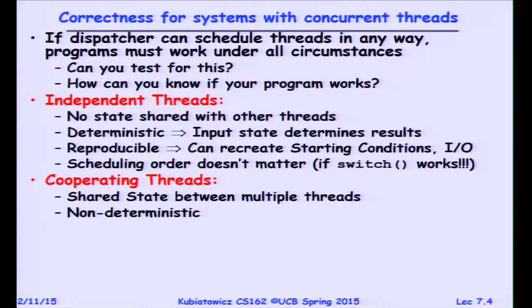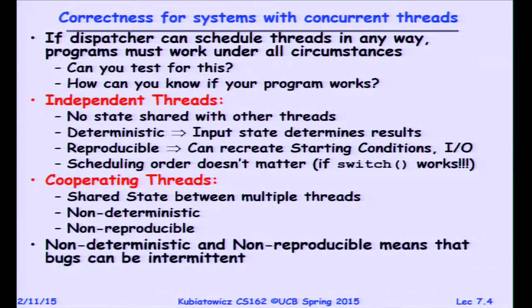Which one runs first? Do they run partially and then go on? And I'm going to give you lots of examples of this time. It's not reproducible. You can't just rerun the one thread. In fact, you can't just rerun the two threads. Okay? And non-deterministic and non-reproducible means non-fun, right? It means that bugs are intermittent.